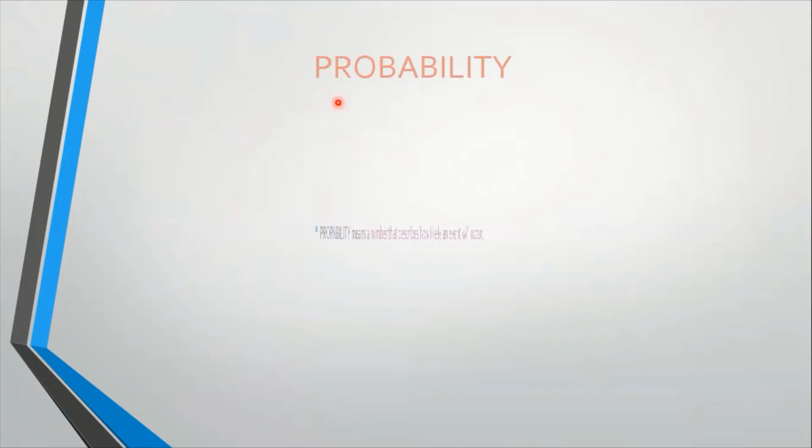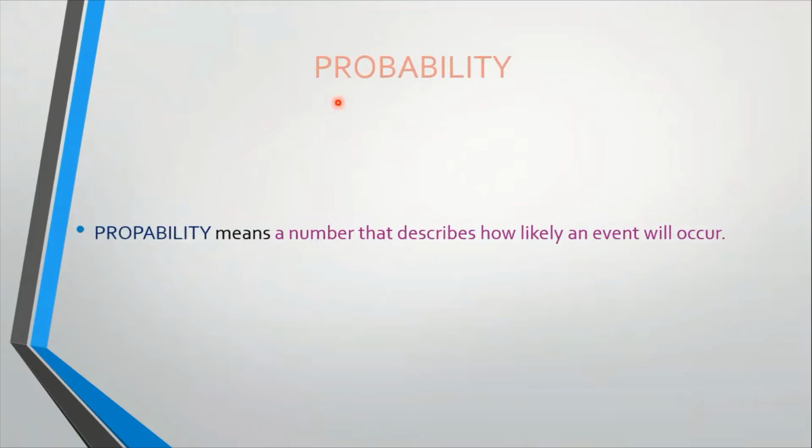What is meant by probability? Probability means a number that describes how likely an event will occur. But it says how likely an event will occur or will happen, but it does not say what will happen exactly.